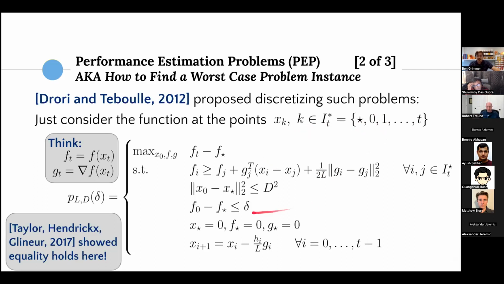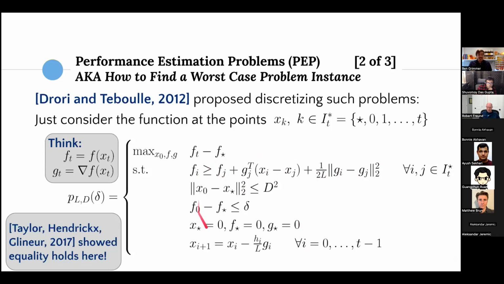So you could let ft be a scalar equal to the function value at xt, gt would be a vector for the gradient at xt, and then we can write down what looks like a relaxation of our previous infinite dimensional problem: maximize over any way you set the function values and gradients at our points, the final gap, ft minus f star, subject to this first constraint, which is implied by smoothness and convexity. If you ignore the term at the end, this looks a lot like convexity. It says your function value at i is bigger than your value at j plus the linearization. And then smoothness gives you this extra correction. So this is implied by smoothness and convexity. So this is a relaxation of the previous infinite dimensional problem.